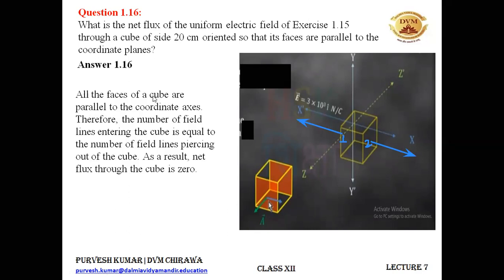So since all the faces of the cube are parallel to the coordinate axis, therefore the number of field lines that are entering the cube is equal to the number of field lines that are coming out of it. As a result, the net flux through the cube is 0. All right. Let's move toward the next part of the problem, that is problem number 1.17.